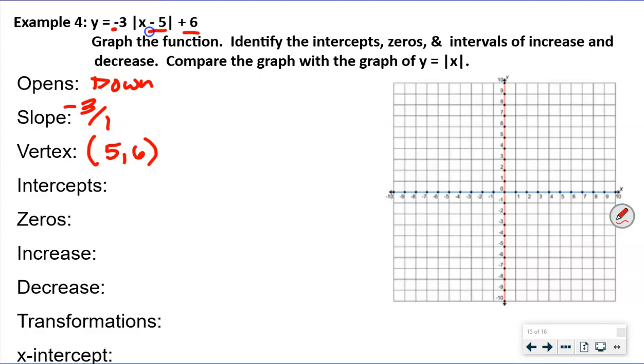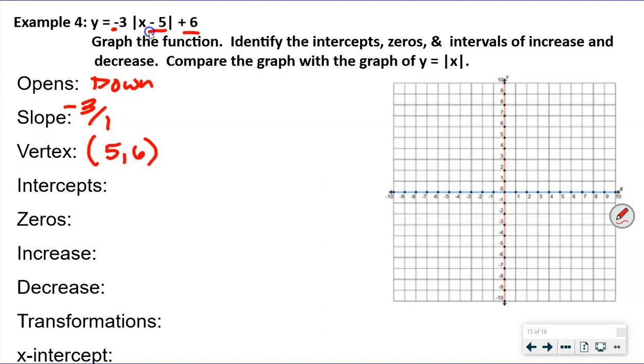So I'm going to go up here and make it at 5, 6. That's our vertex right there. And then I'm going to count 1, 2, 3 down and 1 over. So that's going to be my first point right in there. Remember, it's going to be on either side, okay? So let me see if I can do this again, just so you guys can see it.